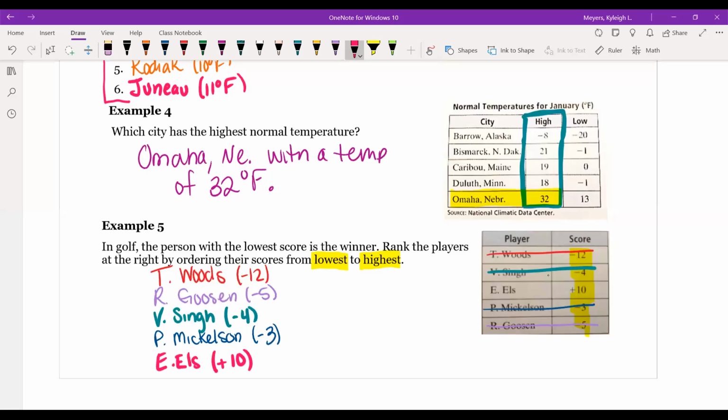All right, so hopefully you paused as I instructed and did try to order them from least to greatest, okay? So it ends up that T Woods, aka Tiger Woods, won that by a landslide, right? With a score of -12, okay?